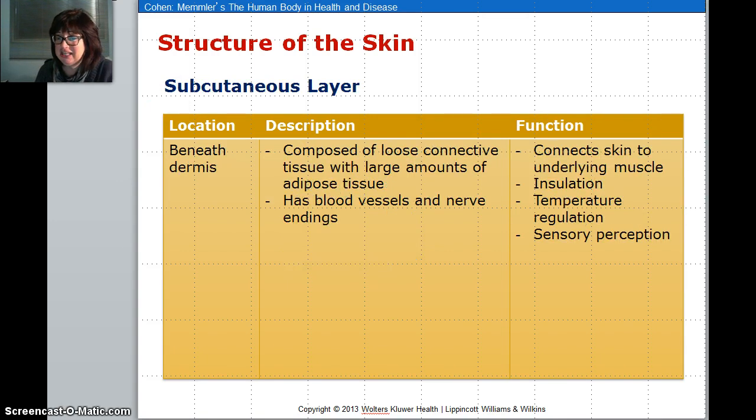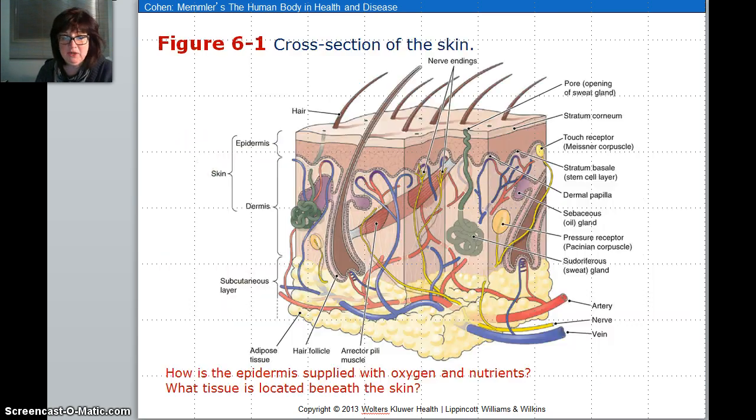Then underneath the dermis is the subcutaneous layer, sub meaning below. This is where you have connective tissue. This is where you have your adipose for insulation, and you have blood vessels for temperature regulation. Okay, so when you look at it, you have your epidermis, the stratum basale is between, then you've got the dermis and the subcutaneous layer. I will not ask you to label this diagram, but you do need to know the parts.